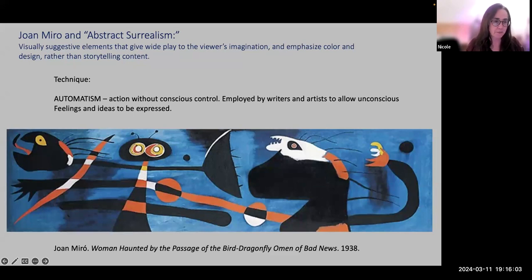The bold organic shapes in Woman Haunted by the Passage of the Bird Dragonfly Omen of Bad News are typical of his mature work. The wild, tormented quality, however, is unusual for Mirau and reflects perhaps his reaction to the times. Mirau pointed out that this painting was done at the time of the Munich crisis, in which Hitler was allowed to take over part of Czechoslovakia, and that became a prelude to World War II. And even though there's a sense of terror here, Mirau's underlying playfulness is still apparent. He loved the art of children so much that he tried to paint like a child.